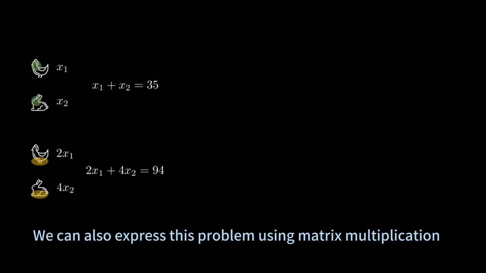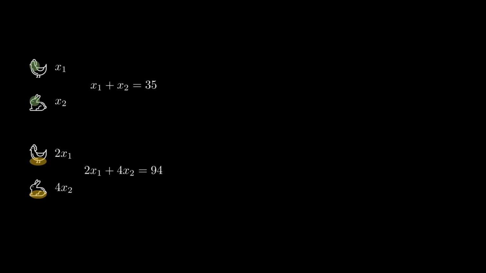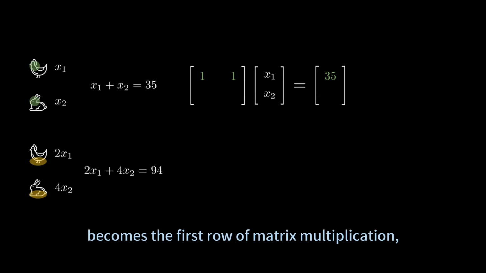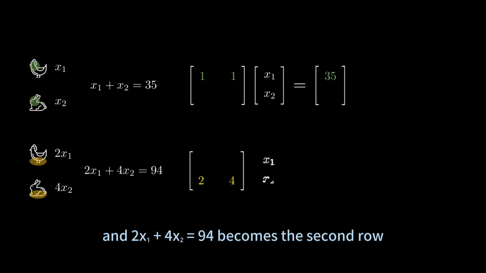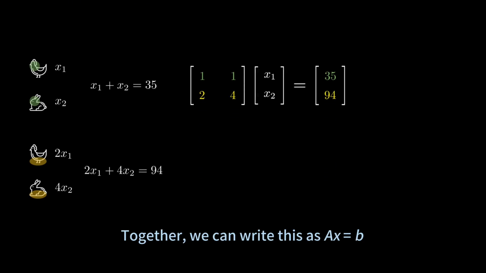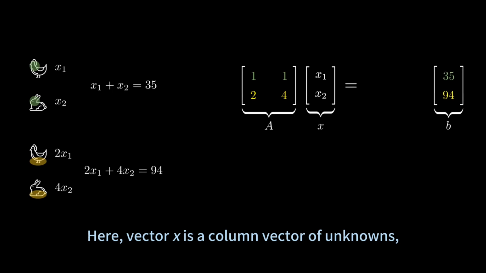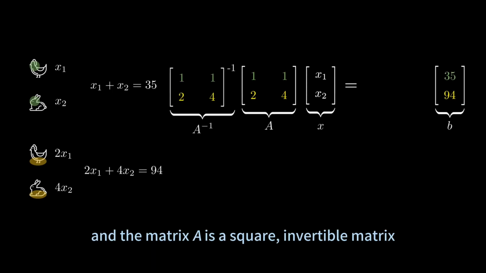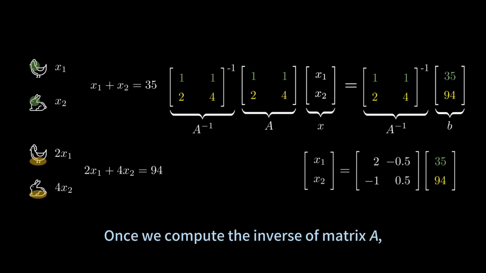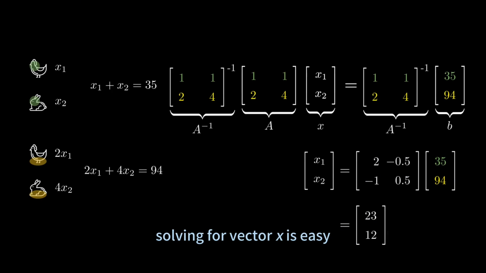We can also express this problem using matrix multiplication. The equation x1 plus x2 equals 35 becomes the first row of matrix multiplication, and 2 times x1 plus 4 times x2 equals 94 becomes the second row. Together, we can write this as matrix A times vector x equals vector B. Here, vector x is a column vector of unknowns, and matrix A is a square invertible matrix. Once we compute the inverse of matrix A, solving for vector x is easy.